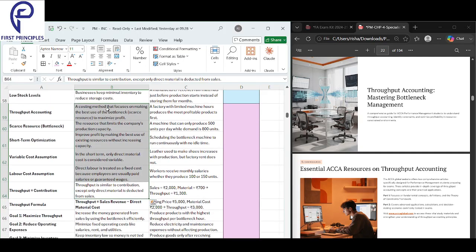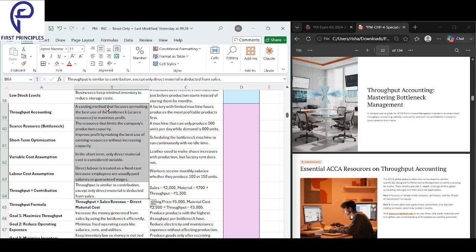Okay, let's first clear the background. What is throughput accounting? It's a costing method that focuses on making the best use of the bottleneck. Now, what is the bottleneck here? Aditi, what is the bottleneck? It's the scarce resource. So they utilize the scarce resources very strategically and try to maximize their profits. In the short term, only your direct material cost is considered variable. Direct labor is considered fixed. That is one change as well, right?